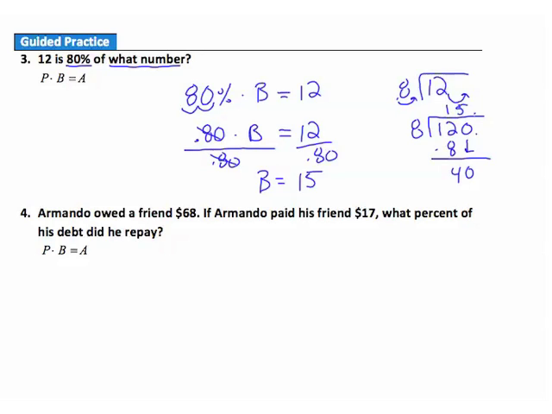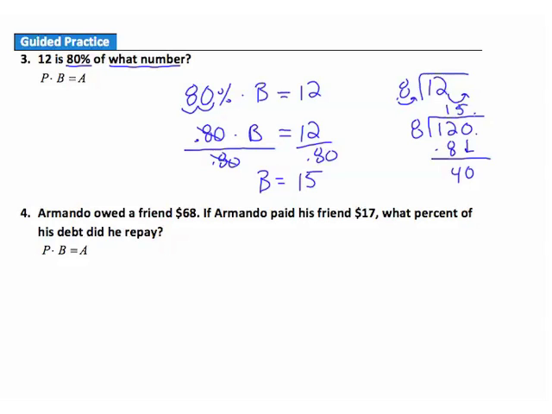Question 4. Armando owed a friend $68. If Armando paid his friend $17, what percent of his debt did he repay? So again, let's think percent of the base. Armando owed his friend, if he paid his friend $17, what percent of his debt did he repay?